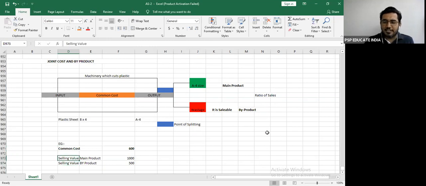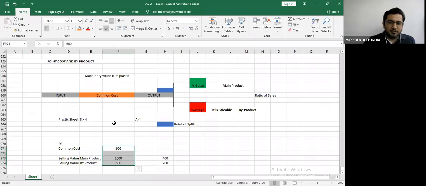Can you tell me what's the ratio of sales? Someone on the chat box quickly. What's your selling ratio in this question? You get 2:1. Okay. Divide 600 into 2:1. How much will you get? 400 and 200. Are you getting it? This is how you will divide the common cost into the main product and the byproduct.